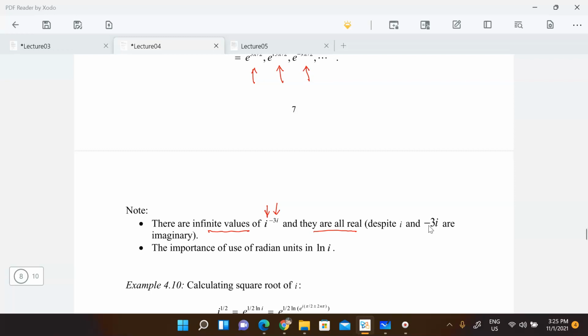The other thing that one should be observing is that when you use all this log and exponential, one should be understanding them. Sorry for the noise, I'm somewhere near the streets. The importance here is to use the radian units rather than the degrees. If you use degrees, then you get wrong values.